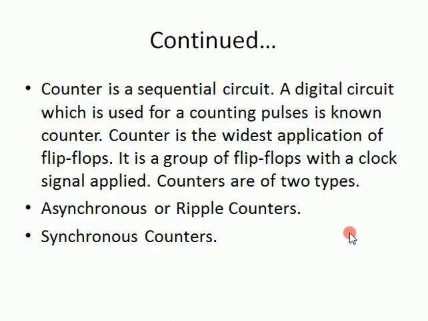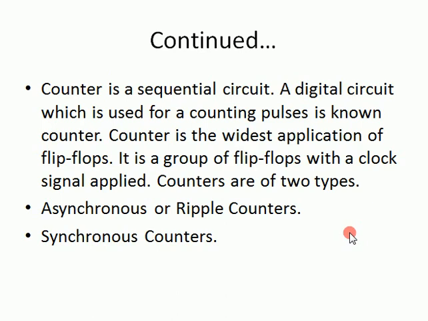Basically, counters are sequential circuits. Why are we saying it is a sequential circuit? Because it consists of registers, it consists of flip-flops. That's why we are saying it is a sequential circuit. A digital circuit that is used for counting the pulses that we apply from the clock is known as the counter. Counter is the widest application of flip-flops. It is a group of flip-flops with a clock signal applied. So it is a group of flip-flops, which means it is registers also.